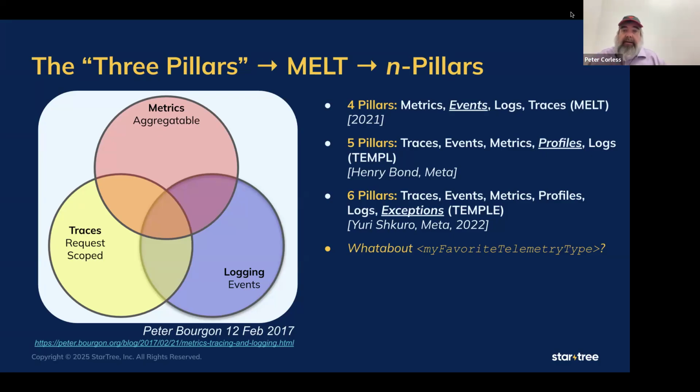And so profiles were added, and there were now 5 pillars. Then people said, well, what about exception handling? And so exceptions became a 6th pillar. But what's going to continue to happen is that more people who favor new types of telemetry, or existing types of telemetry they're trying to normalize into this model, will find a new pillar. So there's just an infinitely spawning acronym, as it were.